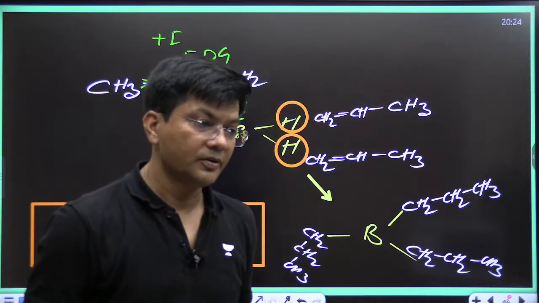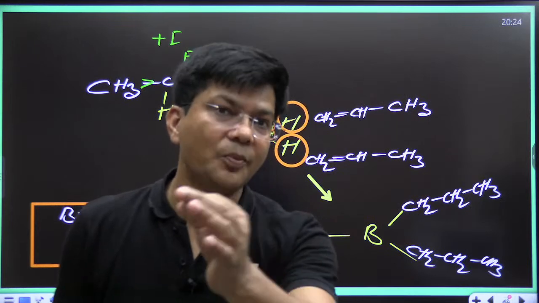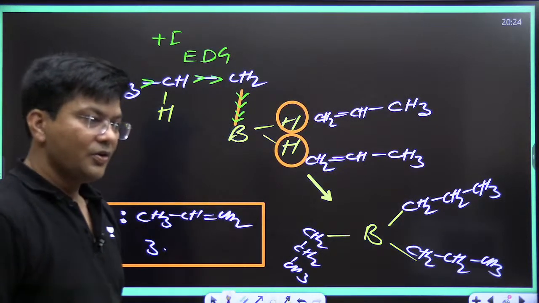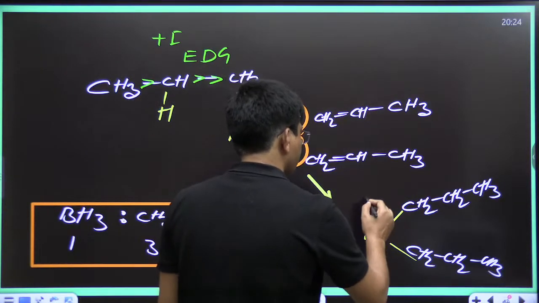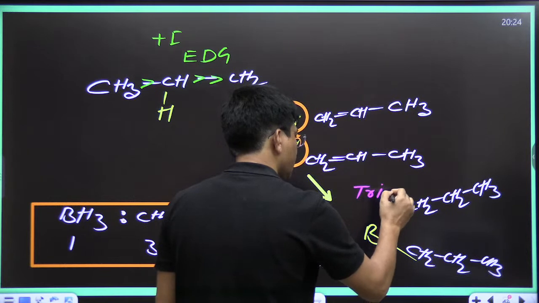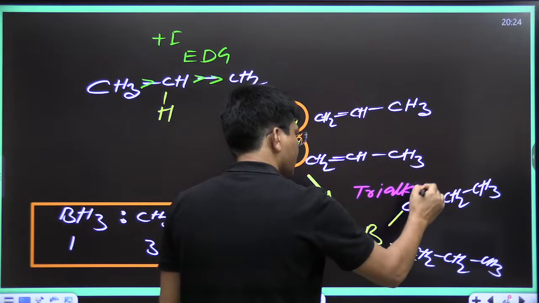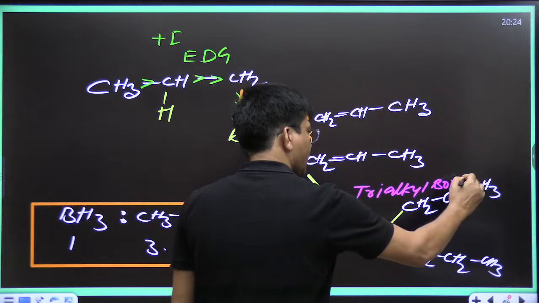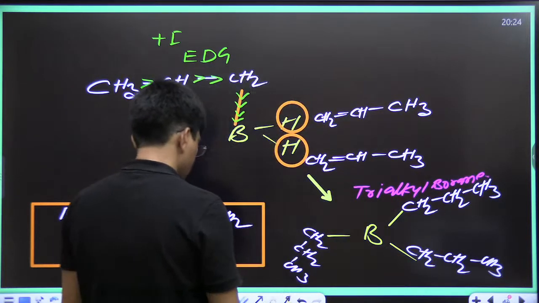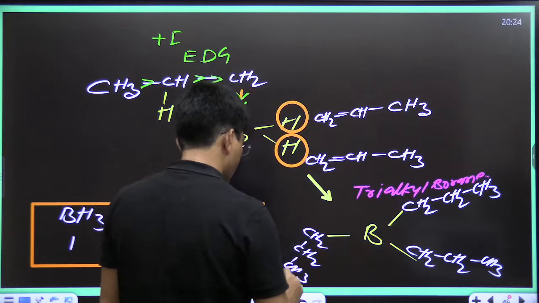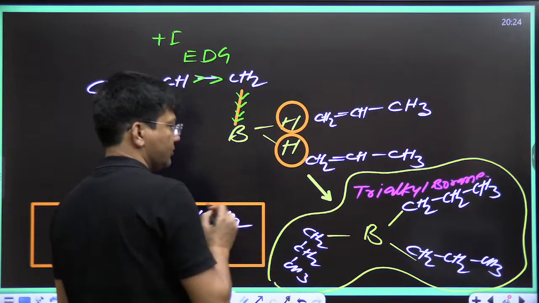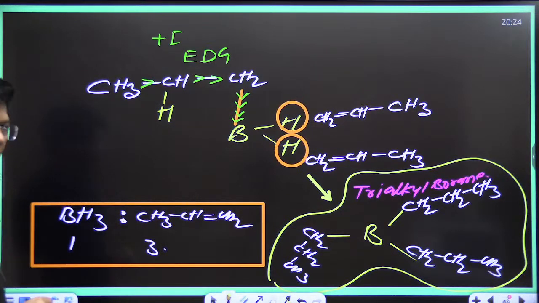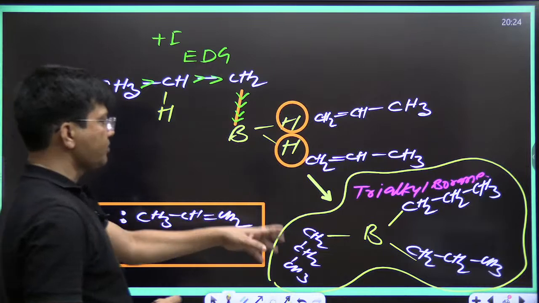The intermediate's name is trialkyl borane. Remember that. They can ask you the intermediate. The intermediate name is trialkyl borane. My dear students, till now everyone got it? Trialkyl borane is the intermediate. Now after the formation of trialkyl borane, what are you going to get?